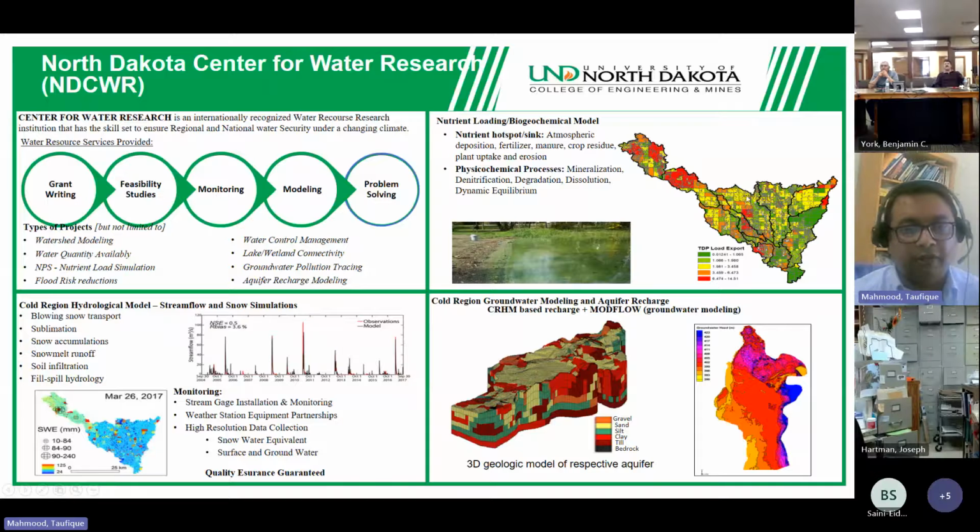This is one of the simulated total dissolved phosphorus export. This is the additional module to the cold region hydrologic model. And also we have expertise in groundwater modeling. It's the recharge from the cold region hydrologic model, and we incorporate it into MODFLOW.